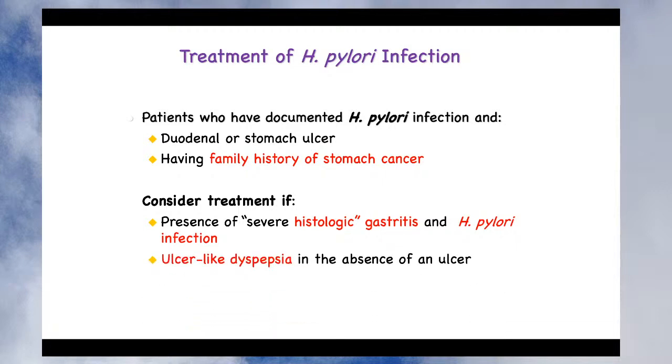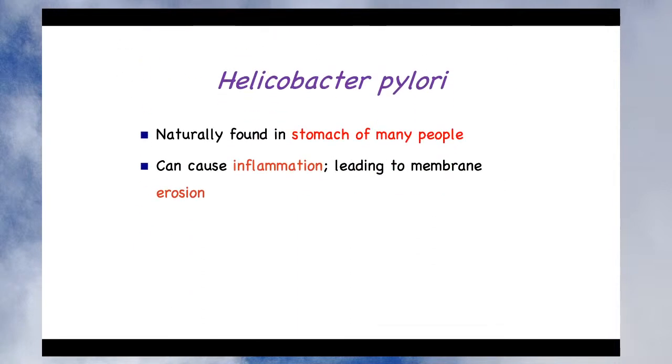And secondly, if a patient has ulcer-like dyspepsia in the absence of ulcer, means histological evidence suggests that there is no ulcer, the patient is not suffering from the ulcer, but he is suffering from dyspepsia. In those patients also you can think of giving the drugs which are generally given for the treatment of H. pylori infection. So this Helicobacter pylori is generally found naturally in the stomach of many people, but it may not produce an ulcer in those patients. We have seen that in patients having a family history of gastric cancer, although H. pylori is present in a normal patient, it won't produce an ulcer. But in those patients, it may produce the ulcer, right? So this could be one of the problems.